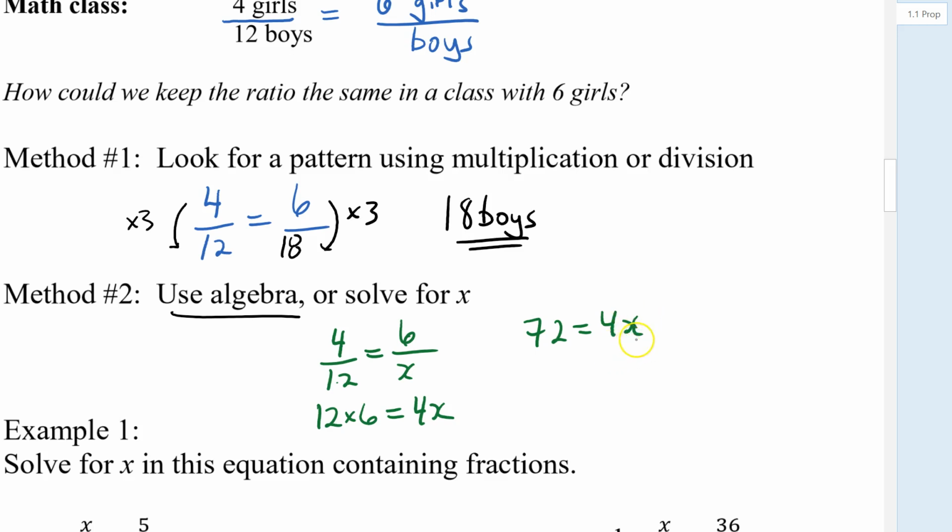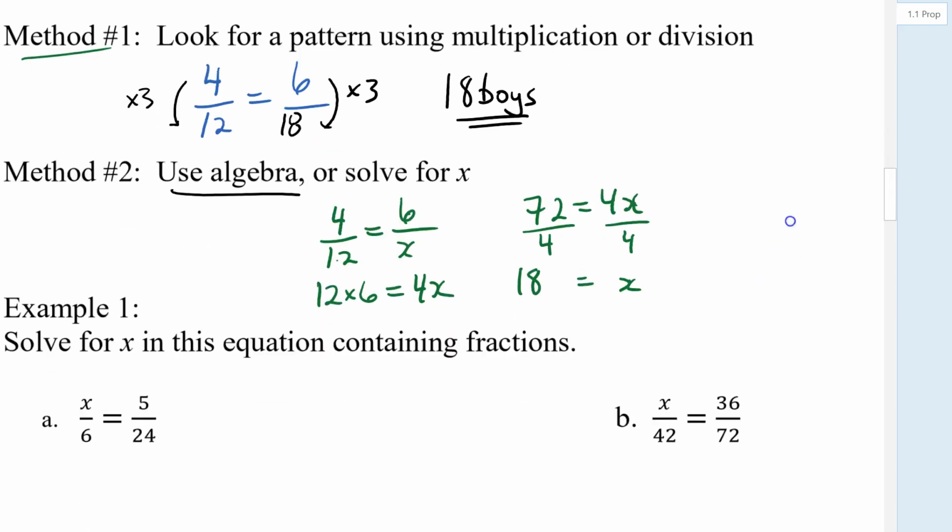So x is not by itself. x is being multiplied by 4. So how do you undo that? You divide both sides by 4, because if I divide this by 4, I'm going to end up getting x, because 4 divided by 4 is 1, and so 1x is x. And if I divide by 4 on one side, I have to divide by 4 on the other side to keep things equal. 72 divided by 4 is 18. So which way would I do on this one? I would go with method number 1. It's easier, isn't it? But if the numbers were a little scary or you weren't quite sure, you didn't find a pattern, you can always use algebra.